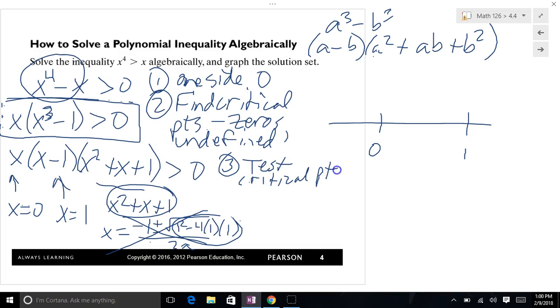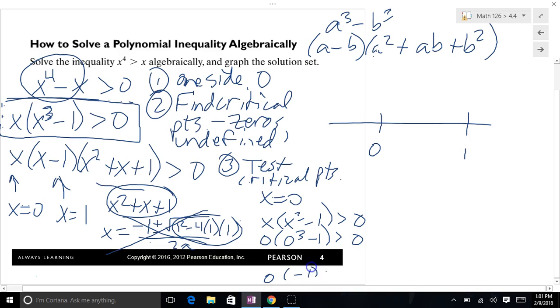Critical points. So does 0 work? x equals 0. Does x equals 0 make it true? I'm plugging it into this. Well, 0 times (0 cubed minus 1). Is that greater than 0? Well, 0 times negative 1 is 0. Is 0 greater than 0? False. Okay, so I'm not going to include 0. Okay, this is just my testing interval here that I'm looking at. So I'm testing 0. I do the same thing for 1.